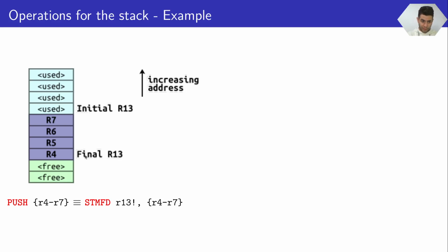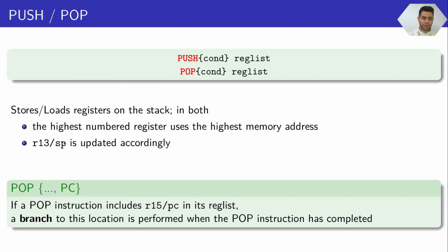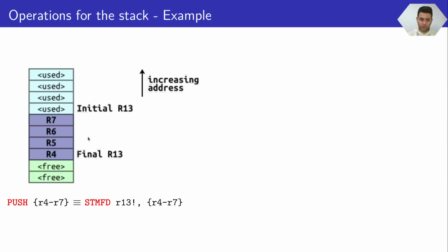Remember, keep it in mind, as I said before, the highest number register uses the highest number memory address. So the highest register here is R7. We start from R7 and we end up with the value contained in R4.